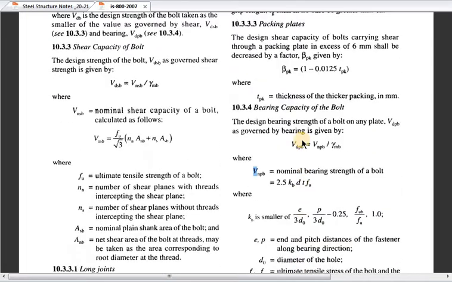So while designing, or while finding out the number of bolts required for connection of a lap joint or butt joint, we have to find out the number of bolts required, whether we are joining the two plates with the help of a lap joint, or with the help of a butt joint. So in order to join this, how many bolts are required? We have to find out the number of bolts required for joining the two sections.